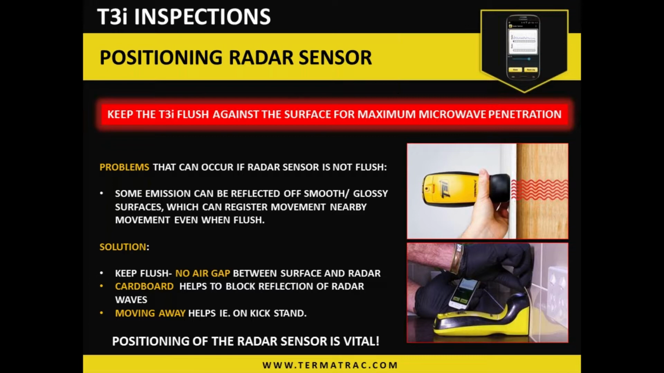What happens is a phenomenon known as emission spill, where the unit is flush on the material, but due to the smooth, glossy nature of the material, the microwaves are squeezed between the unit and that material and emit sideways along the surface of the material. So if there's any movement near that on the external side of the surface, it can register and we can have some issues in deciphering what's going on.